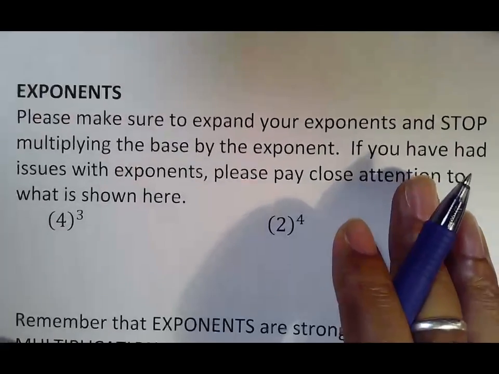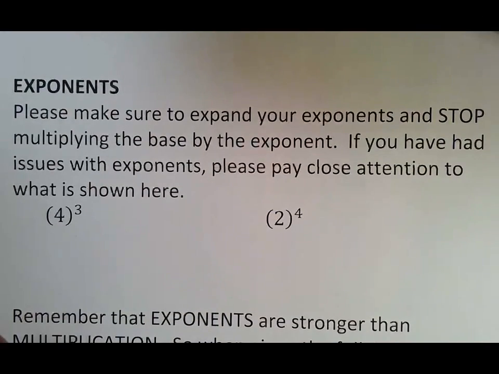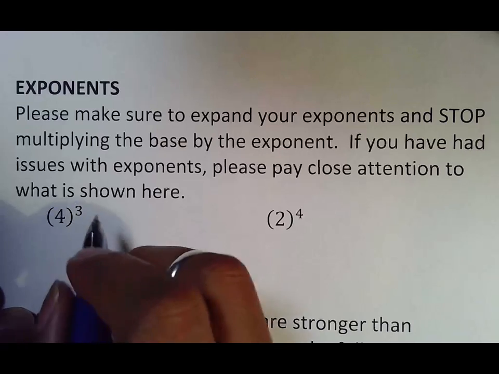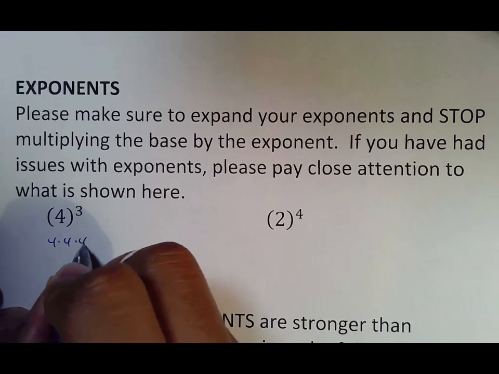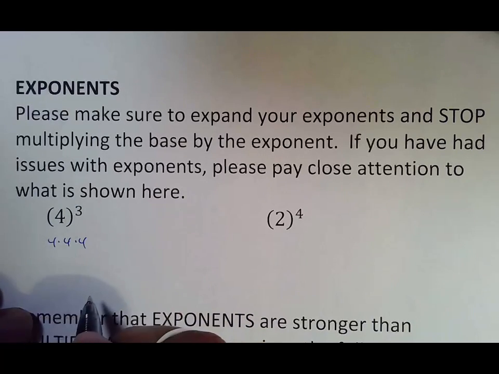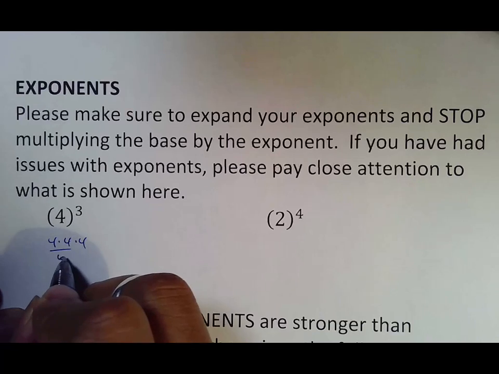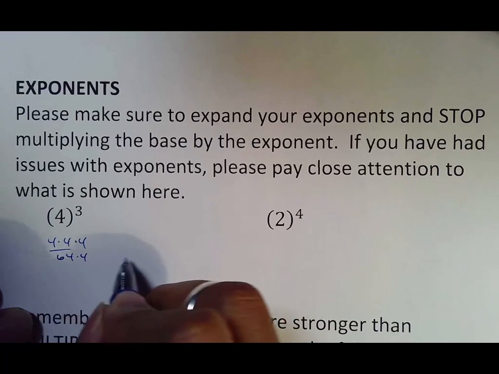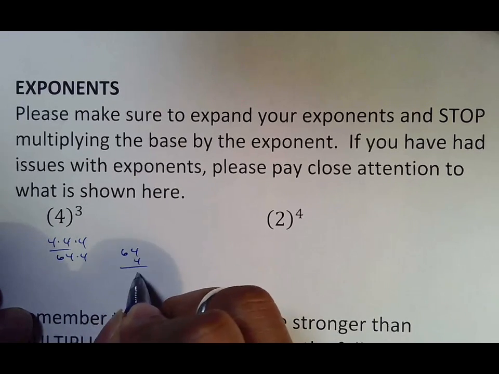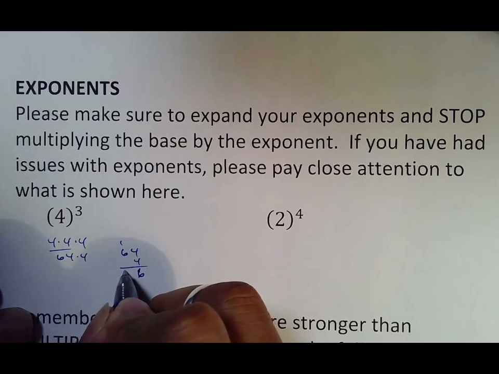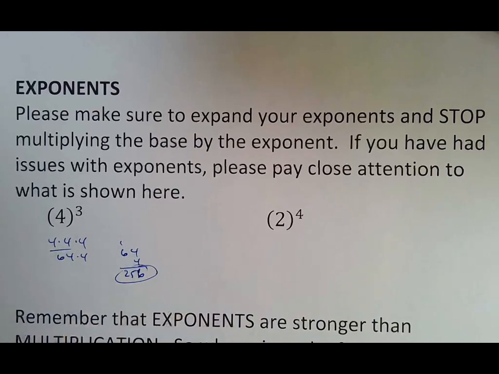In terms of your exponents, make sure to expand them and stop multiplying the base by the exponent, okay? So if you've had issues with exponents, pay close attention to what's going on here. This is not 4 times 3. This means 4 times 4 times 4. It means multiply 4 by itself 3 times, which means work this out the long way, and then you might have to do some long multiplication, 24, 25, to get the answer that you're looking for. Same thing here.